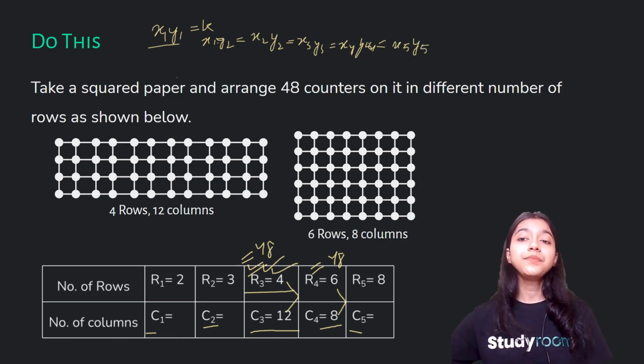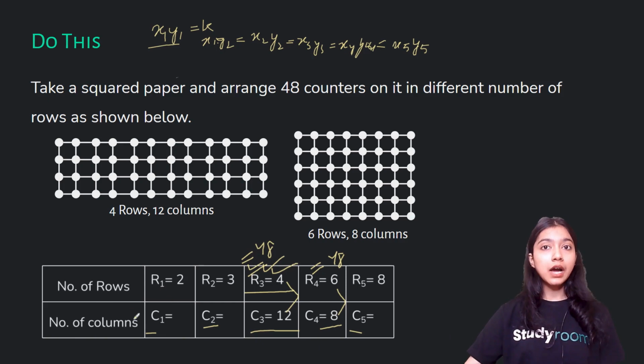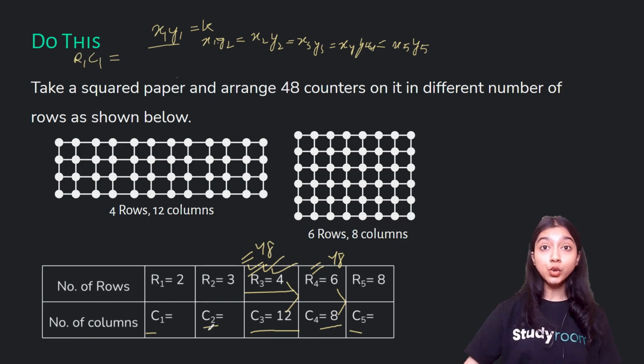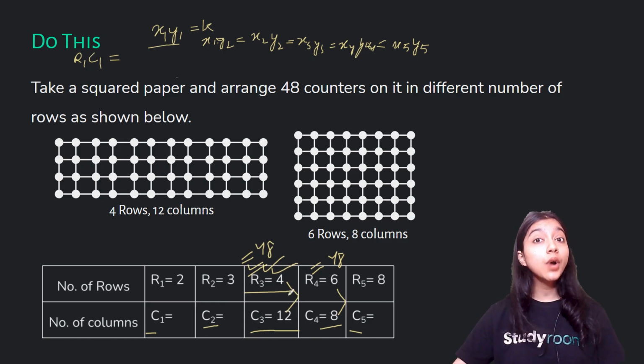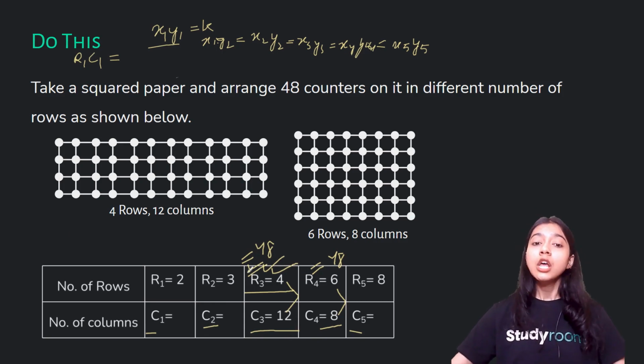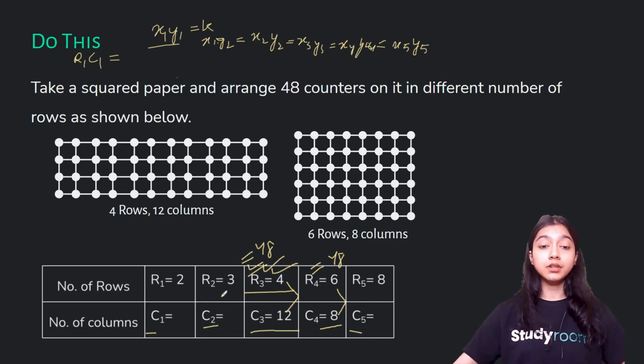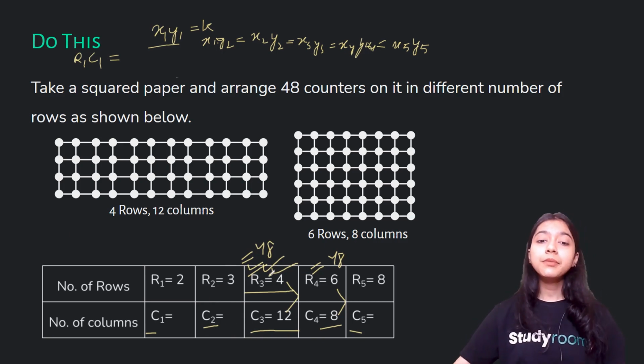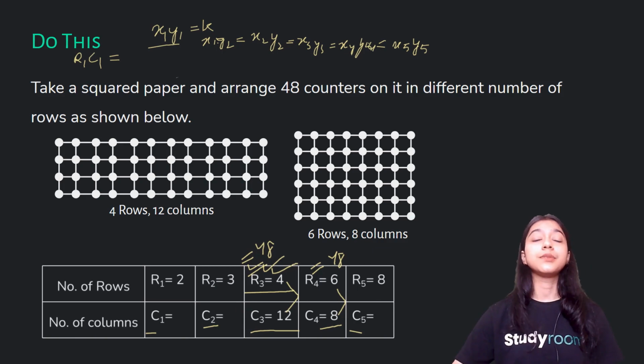Now from over here, in case of x we have r and in case of y we have c. So let us take the first case. We will take r1 multiplied with c1. Now this should be equal to r2 multiplied with c2. This should be equal to r3 multiplied with c3 and so on. We will not take the case of r2 and c2 because here we don't know c2. We will be taking this case, that is r3 and c3. So r1 multiplied with c1 will be equal to r3 multiplied with c3.